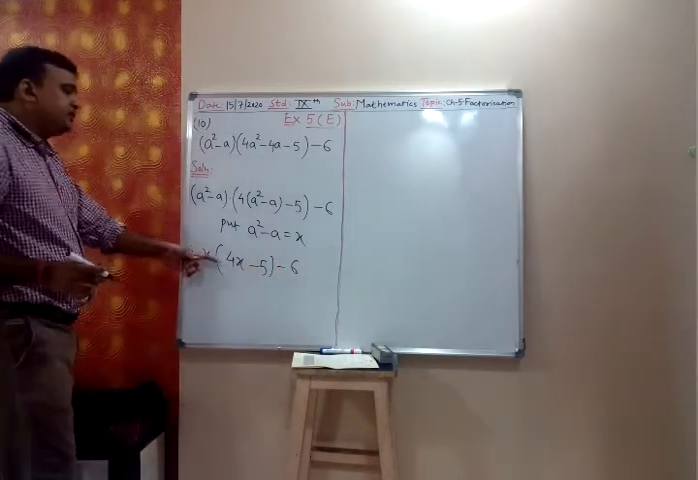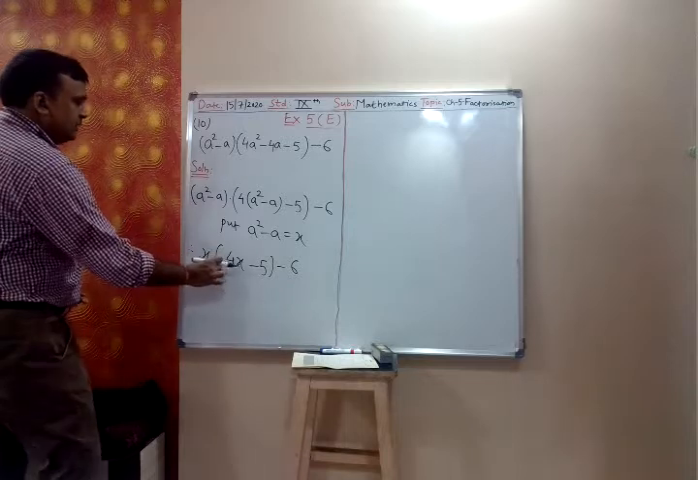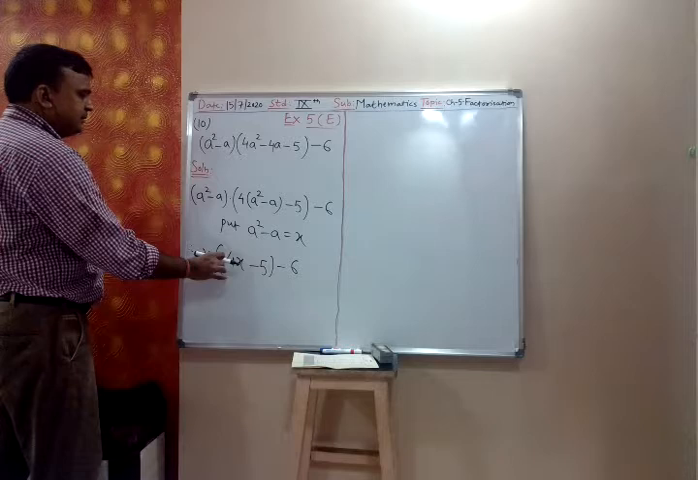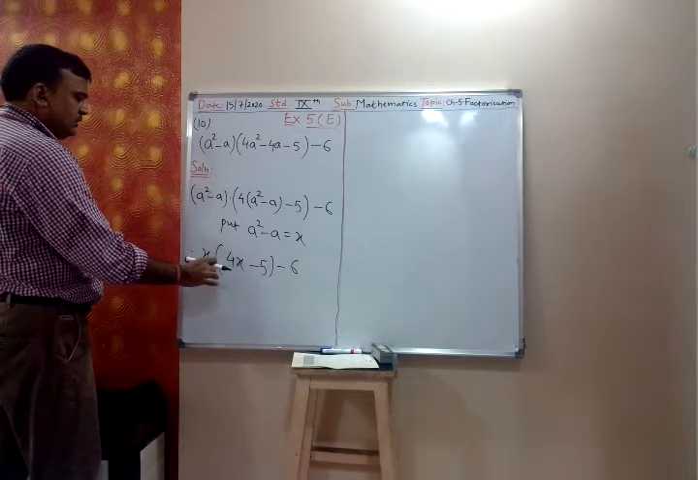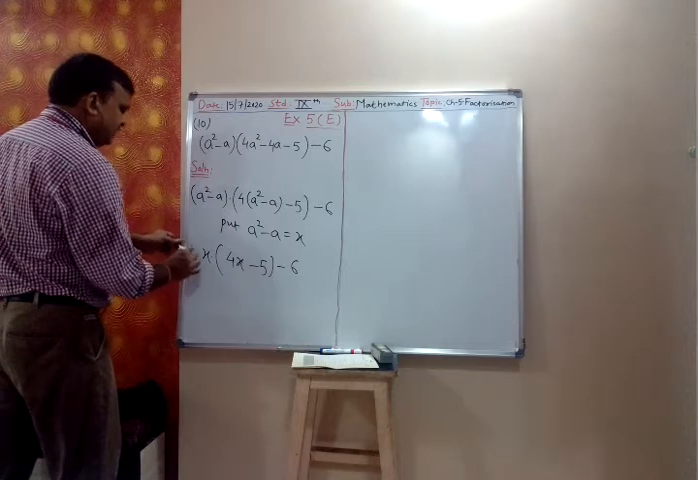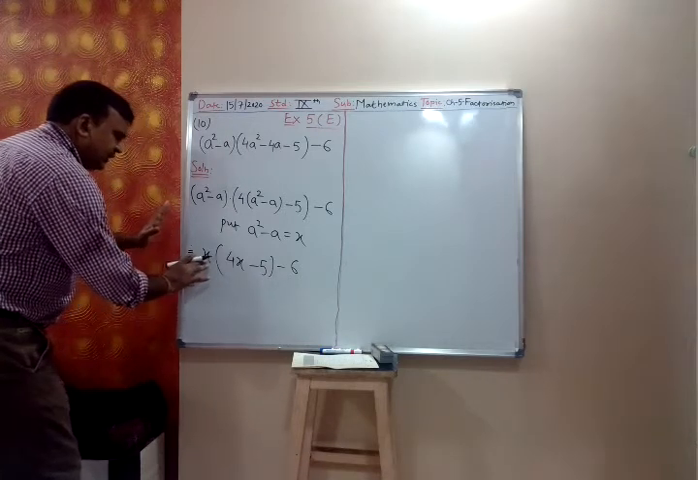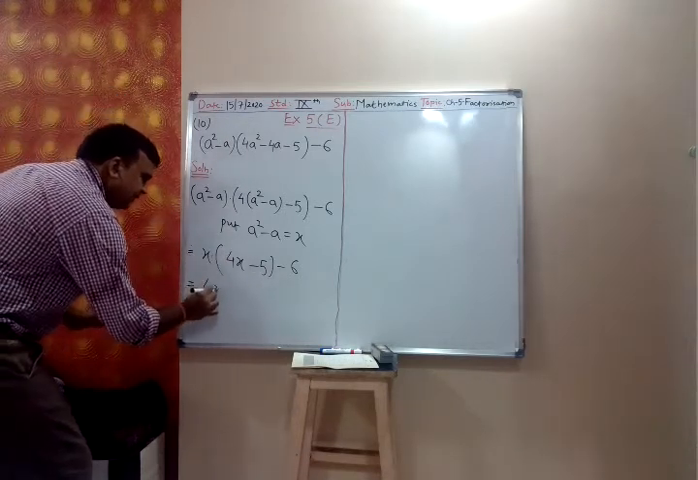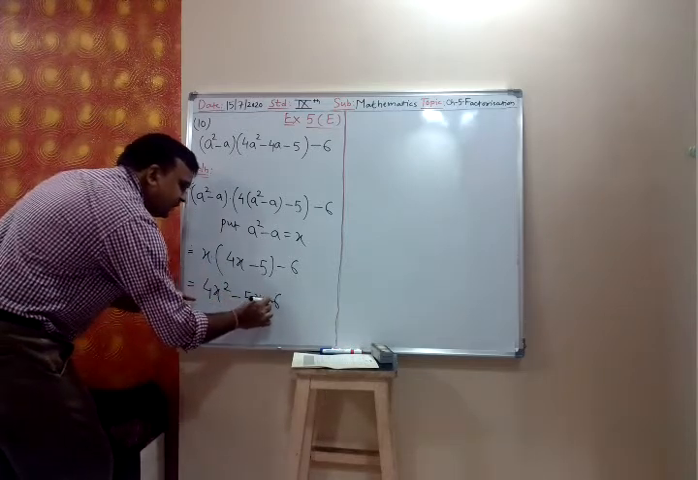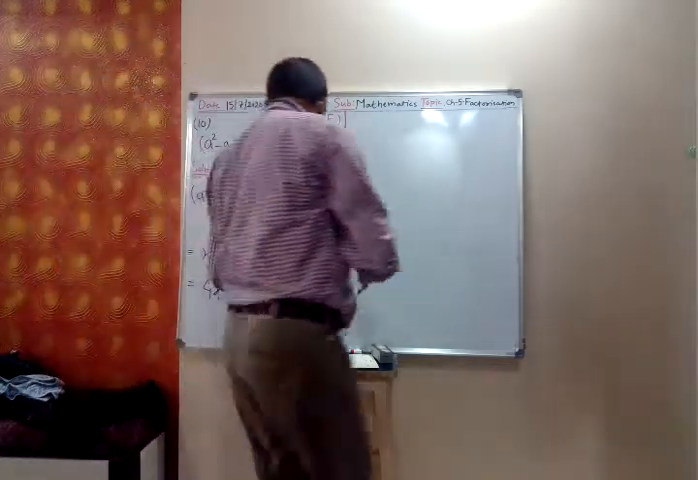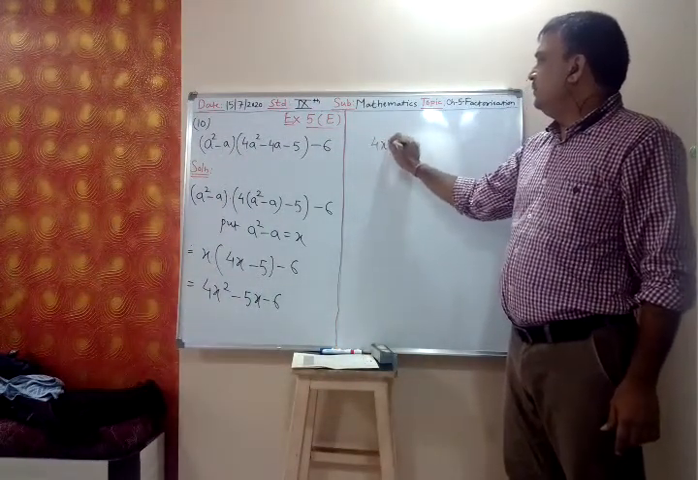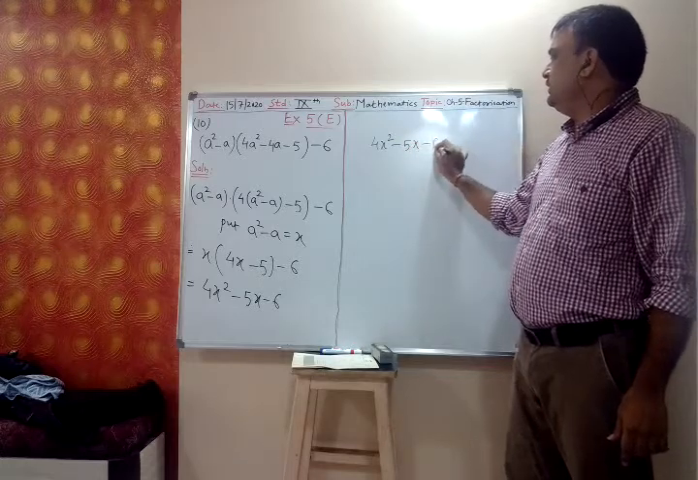So x into 4x minus 5. No. First you will simplify. You will open this bracket. Open this bracket. We have x into 4x square minus x into 5 minus 5x minus 6. Now 4x square minus 5x minus 6. This is the quadratic equation.